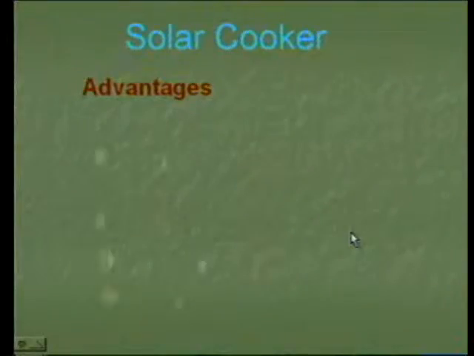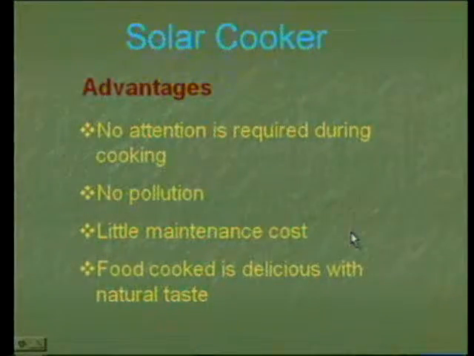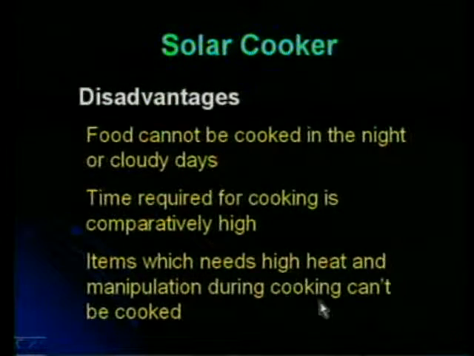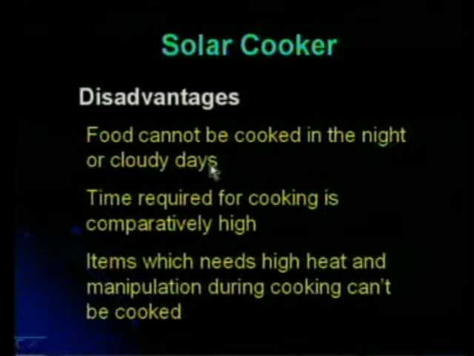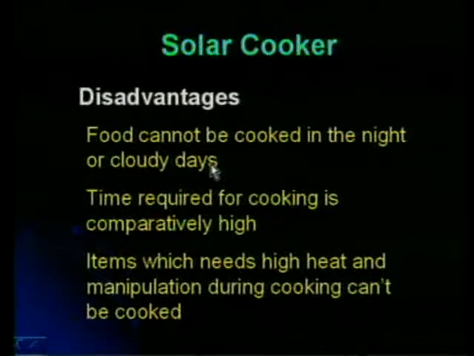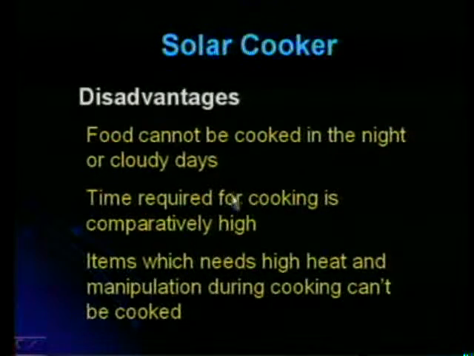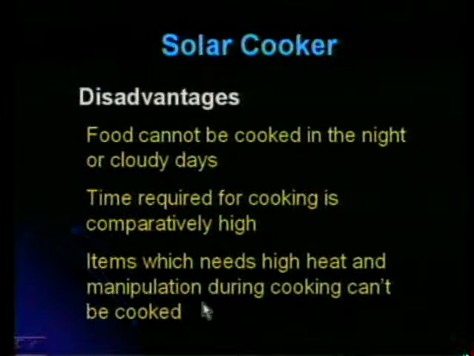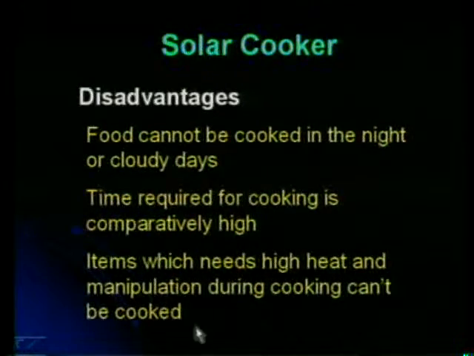The solar cooker advantages are: no attention is required during cooking, no pollution problem, little maintenance cost, literally no maintenance cost, food cooked is delicious with natural taste, and there is no loss of nutrients with this cooking. Next, the solar cooker has its own disadvantages. They are: food cannot be cooked at night or on cloudy days because of lack of solar incident radiation. The time required for cooking is comparatively high. Items which need high heat and manipulation during cooking cannot be cooked.